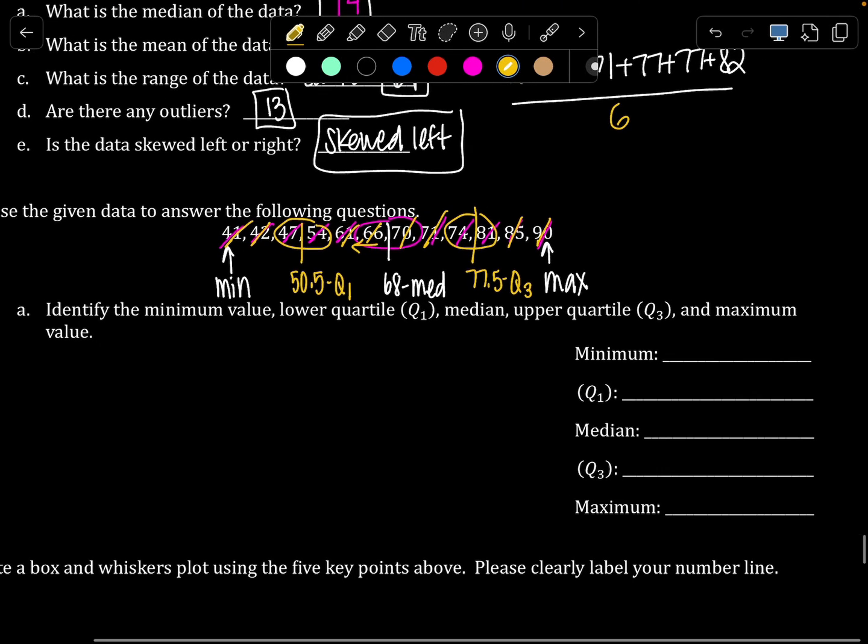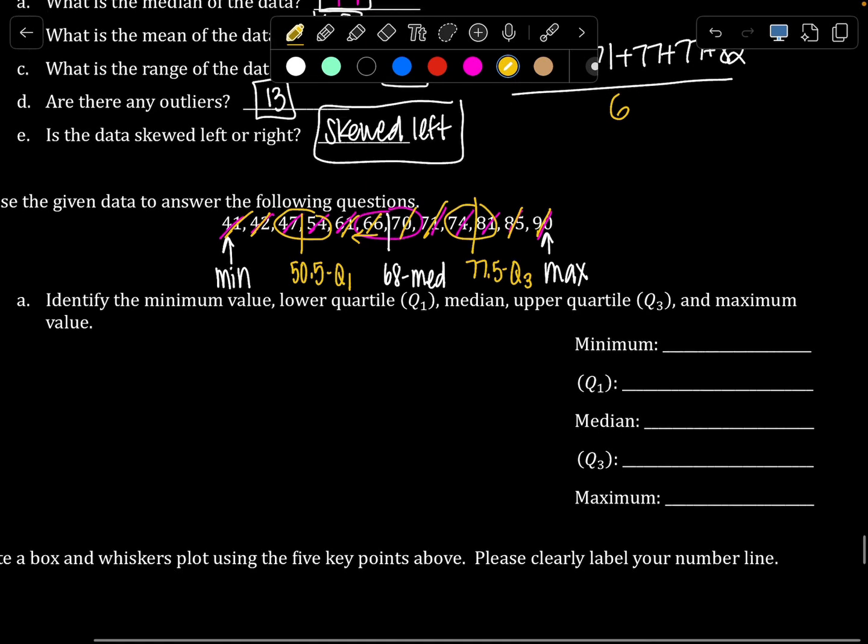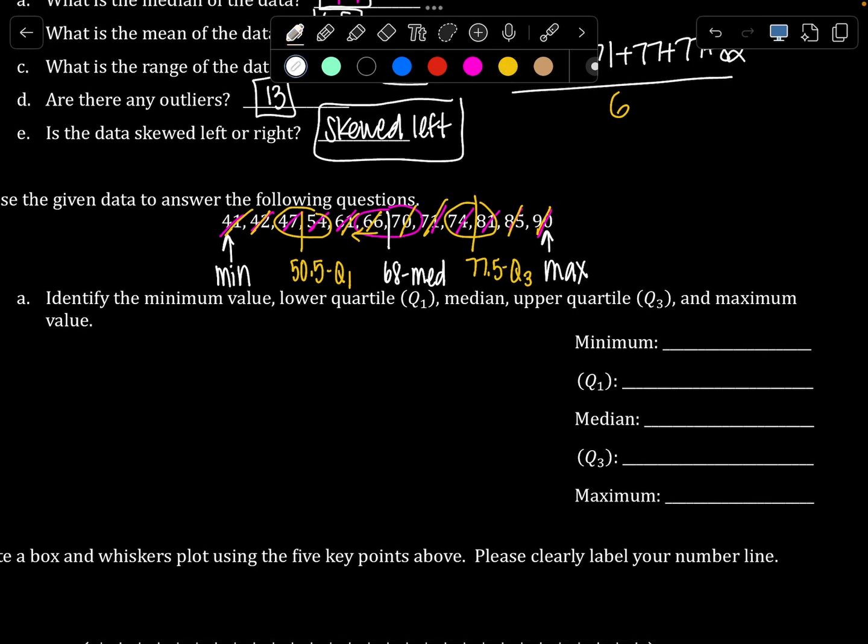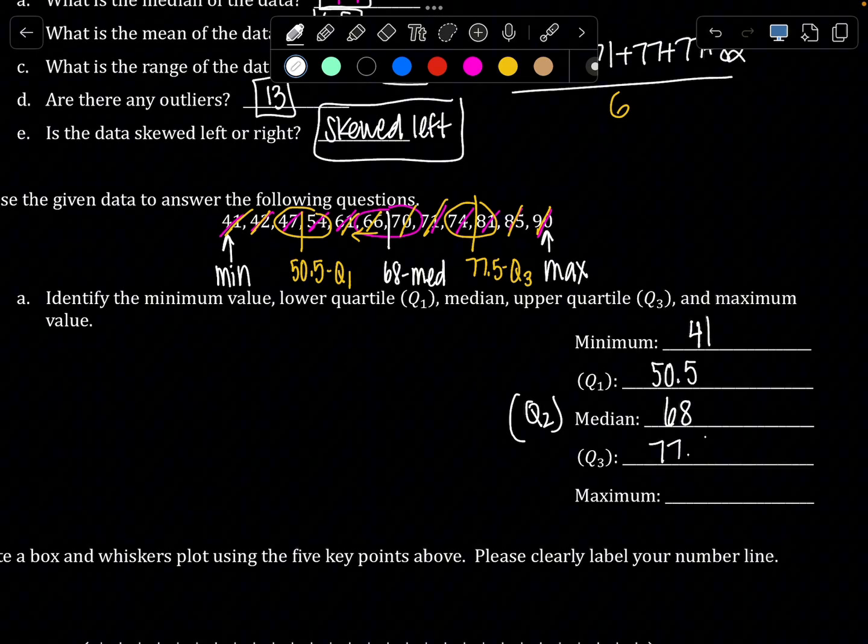All right, so this one's just like you're finding the half of the long list, and then you look at the lower list and find the half of the lower list, and then find the half of the upper list, and you're done. So the minimum is just the number 41. Quartile 1 is 50.5. Quartile 2, which is the median, is 68. Quartile 3 is 77.5, and maximum is 90. Are there any questions?